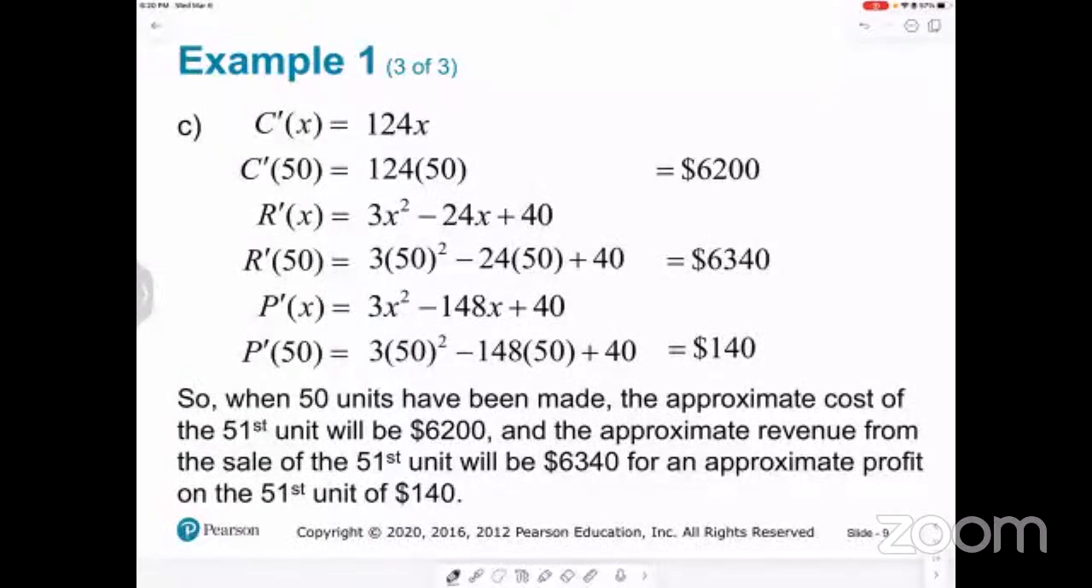So the marginal cost, marginal revenue, and the marginal profit tell us about the next item, right? The marginal cost of 50 is telling us the cost to produce the 51st item, how much it's going to cost to produce that item. The marginal revenue of 50 items is telling us we're going to generate 6,340 on the 51st item, right? And then the approximate profit on the 51st item is going to be $140. Okay, so these marginals tell us about the next item. That's essentially what it's telling us. It gives us information about the next item.